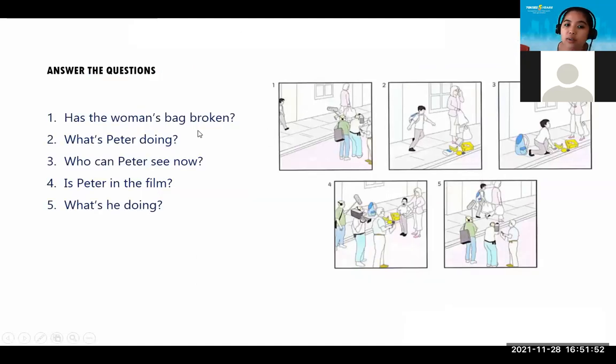So here I'm going to ask you 5 questions. Has the woman's bag broken? Yes or no? Has the woman's bag broken? Yes. Then what is Peter doing? Peter is picking the fruit. Yes, Peter is picking the food. Who can Peter see now? Is the woman laughing? Yes. Is Peter in the film? Yes. What's he doing? He's surprised.